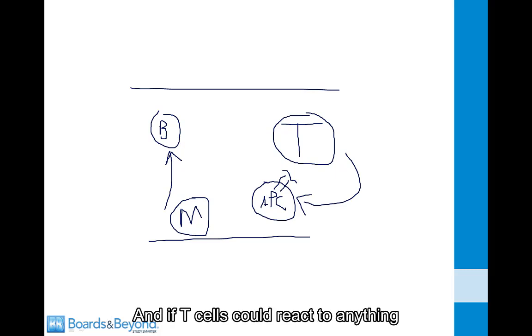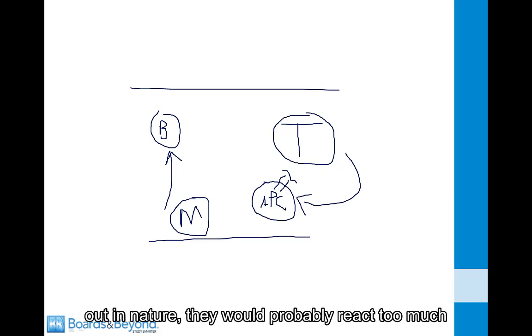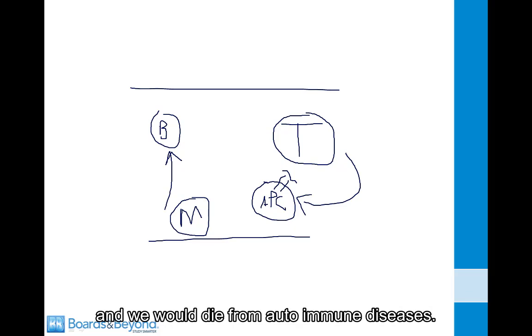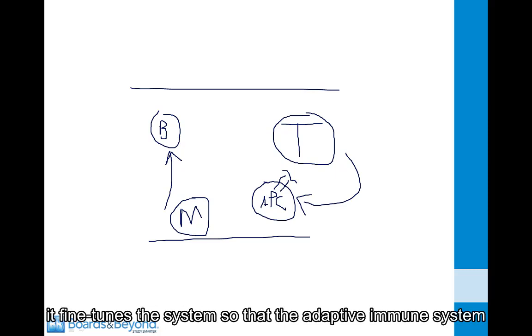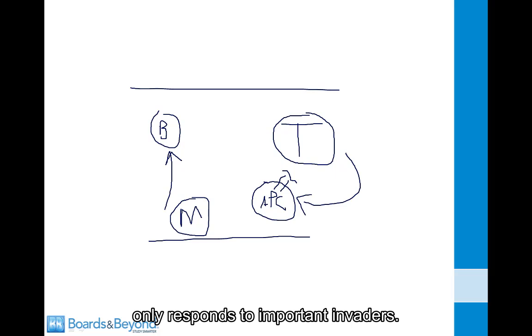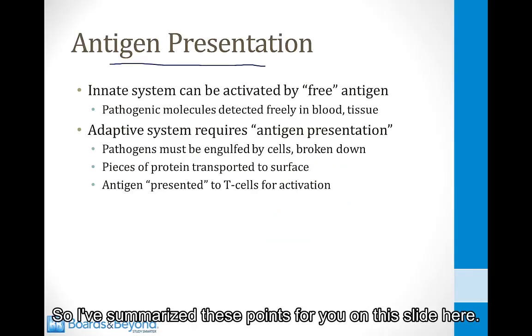And if T cells could react to anything out in nature, they would probably react too much and we would die from autoimmune diseases. By requiring antigens to be presented to T cells by antigen-presenting cells, it fine-tunes the system so that the adaptive immune system only responds to important invaders. So I've summarized these points for you on this slide here.